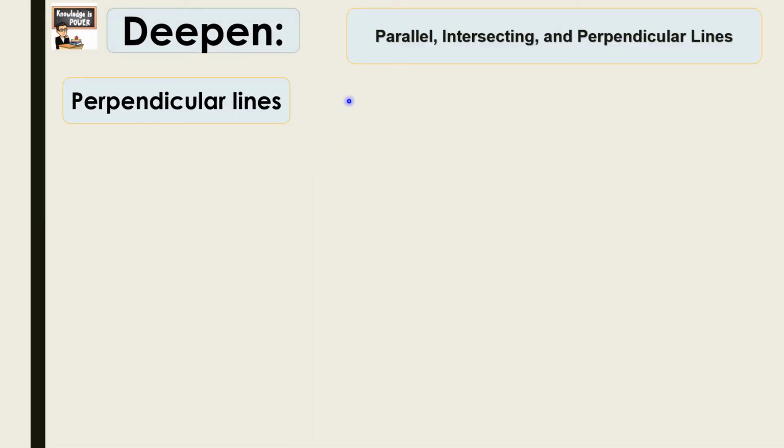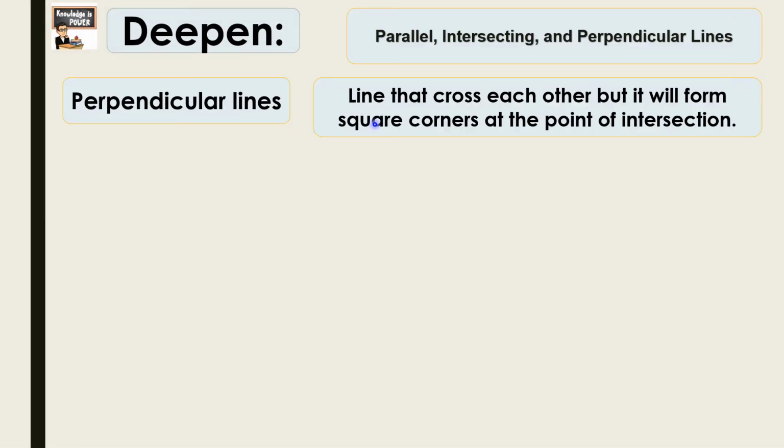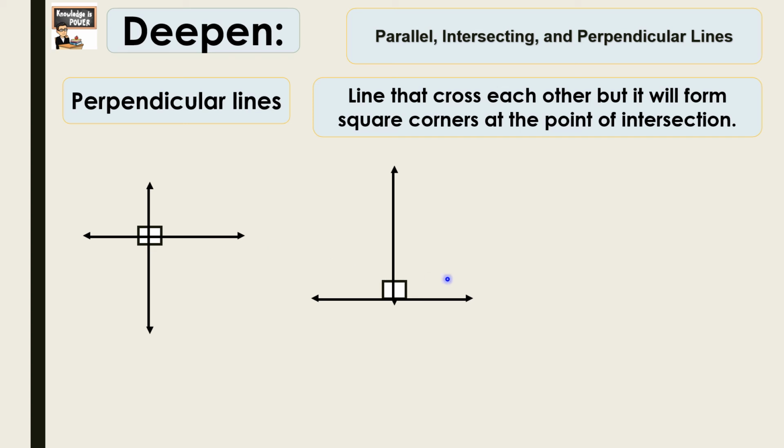Another kind of lines are perpendicular lines. Lines that cross each other, but form square corners at the point of intersection. So as you can see, there are two lines that meet. It's just like intersecting, but in perpendicular lines, they will meet and form a small square at the corners, as you may see in the picture. And lastly, it is just like this.